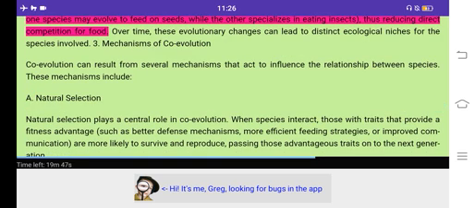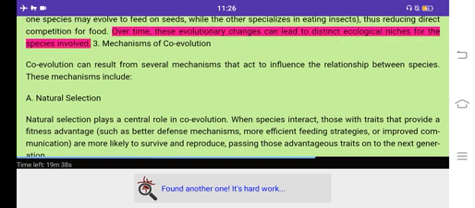Interspecific competition. Two species of birds might evolve to specialize in different feeding behaviors, e.g., one species may evolve to feed on seeds, while the other specializes in eating insects, thus reducing direct competition for food. Over time, these evolutionary changes can lead to distinct ecological niches for the species involved.